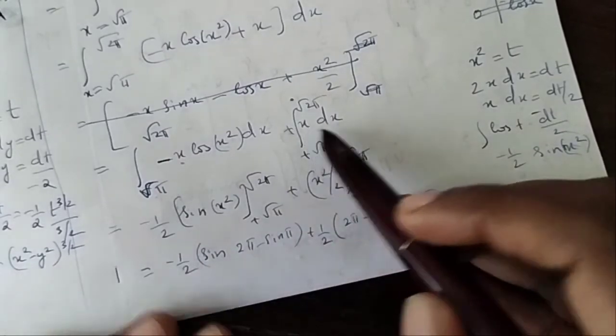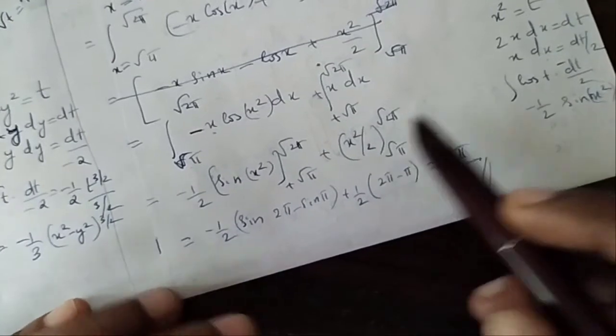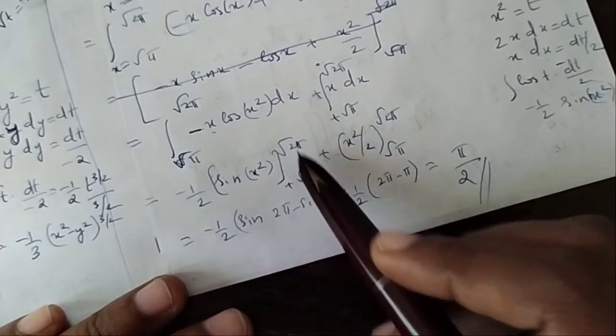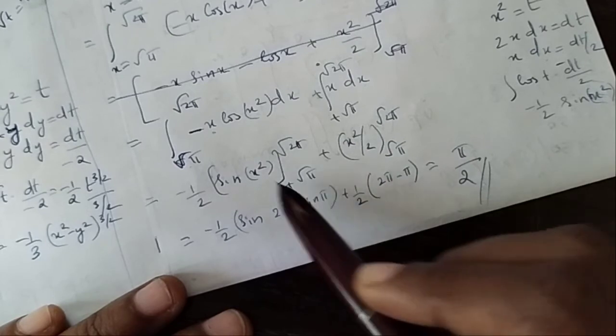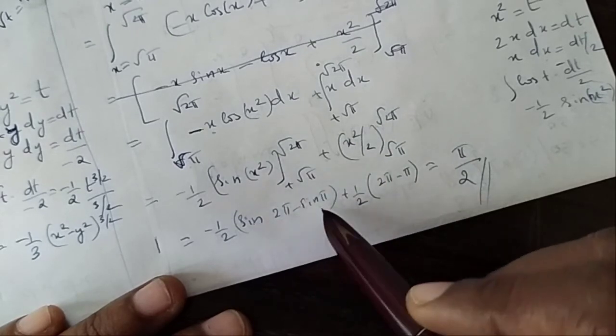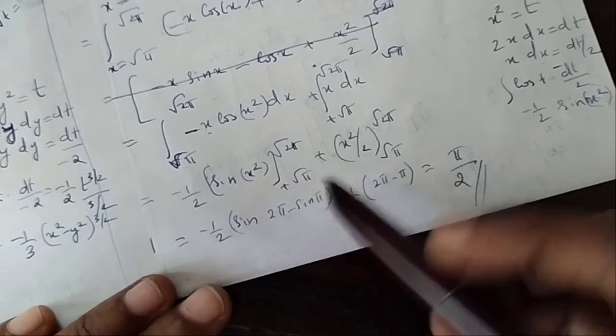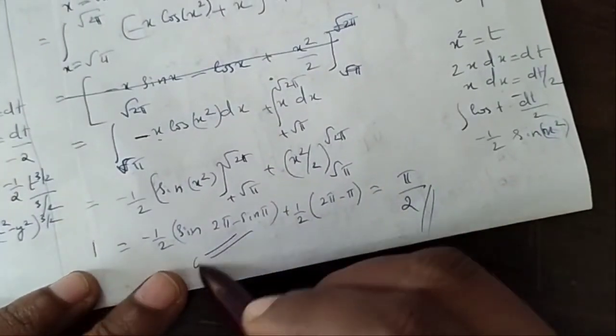Here also the integral of x dx is x square by 2. That is simple. Okay. Then substituting the limits. If x is root of 2 pi, x square is 2 pi. If x is root pi, it is pi. So sine 2 pi minus sine pi, sine n pi is 0. Okay. So this term is 0.